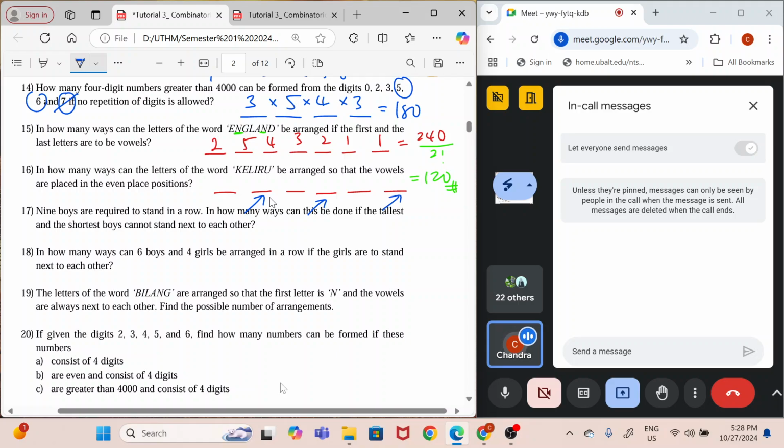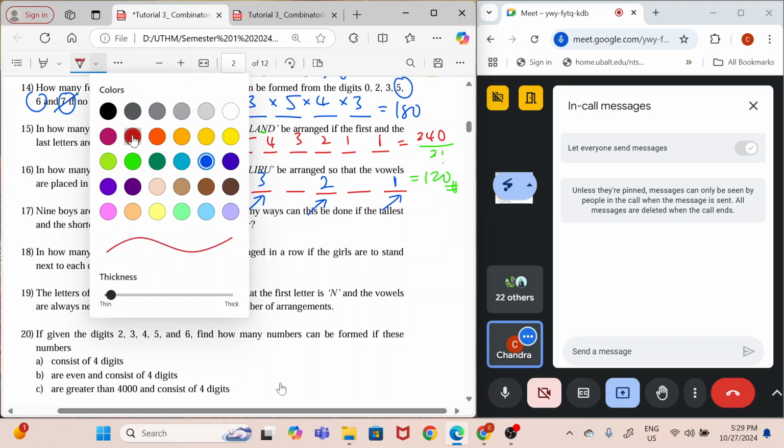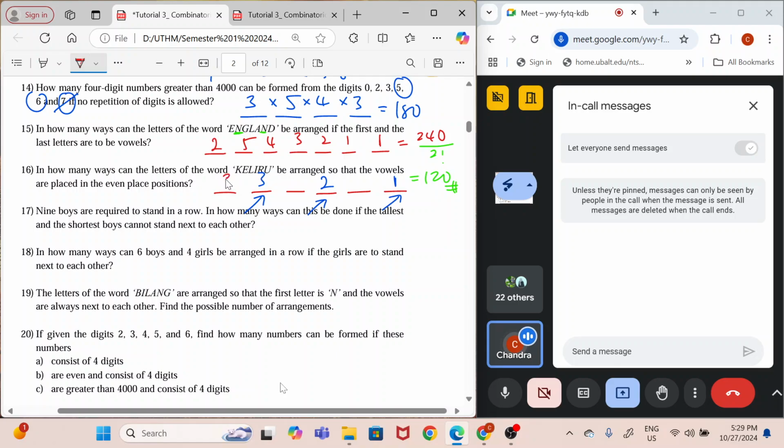What kind of letters are we going to place here? Vowels. How many vowels are there? E, I, U. Three vowels. So the first place can be any one of the three vowels. The second position can be any one of the two vowels. The third one must be the one vowel left. And then E, I, U is no more there, left is K, L, R. 3, 2, 1. You multiply all, you will get 36.